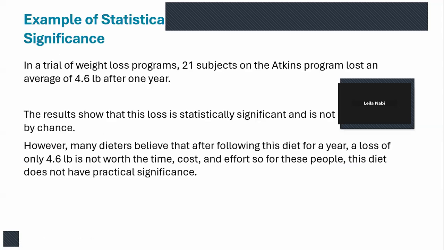For example, it says in a trial of weight loss programs, 21 subjects on the Atkins program lost an average of 4.6 pounds after 1 year. Okay, this result is statistically significant because it's not by random chance, it's coming from a study. But losing only 4.6 pounds after following a diet for a year is not worth the time, the cost, and the effort that each person puts in. So that means this is not a practical significance.